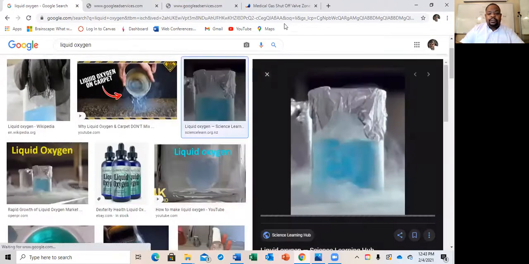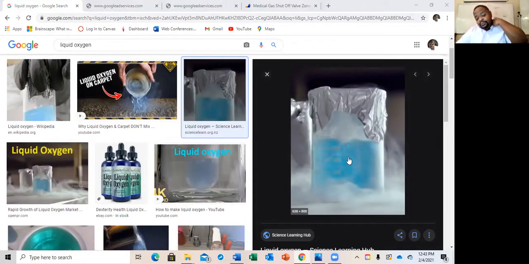First, I'll show you how cold liquid oxygen is. Look at that. You got it in a beaker, it's cold. Some beakers, it'll bust through glass, but special glasses, special cylinders, it won't bust. But that's blue. Look how pretty it is. Liquid oxygen is pretty and blue, right?